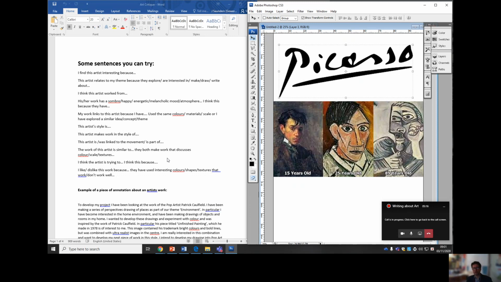Once you've talked about the artist's work, you can then bring your work into it and say why your work links to Picasso. Now, the obvious connection is to Cubism. You're trying to replicate his style of work. One of the questions there: this artist works in what style? He's working in Cubism for you, so you can talk about that.